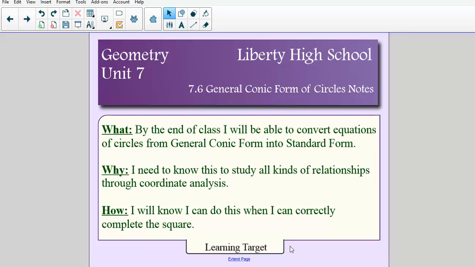So, for my algebra friends, good news. Those of you that like algebra more than you like geometry, today is your day. Today is the day for you. Definitely lots and lots of algebra. Yay! All right, so let's get started.